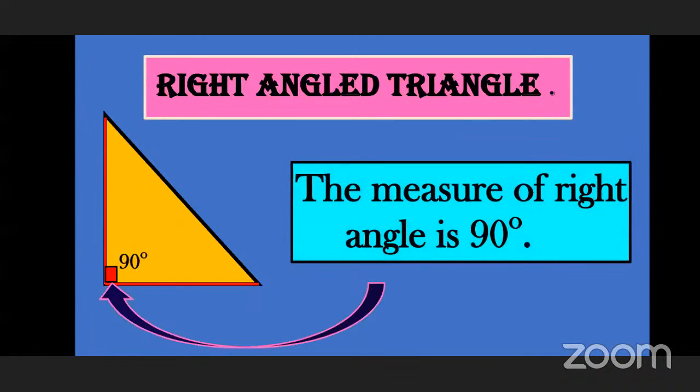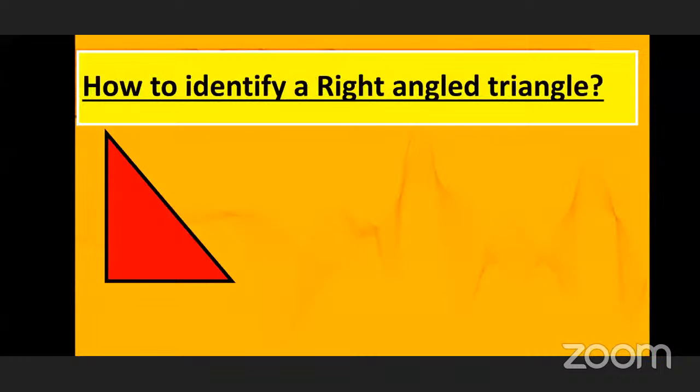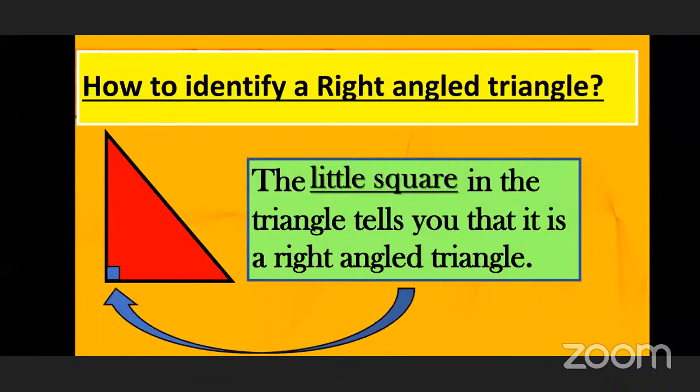And the measure of a right angle is 90 degrees. Yes. So these are the two properties of a right angled triangle. Now, how do we identify a right angle triangle when the measurement is not given? When the specific measurement is not given as 90 degrees, how can we identify it? See, we can identify the right angle triangle with the little square which is there in the triangle. So the little square in the triangle tells us that it is a right angle triangle.